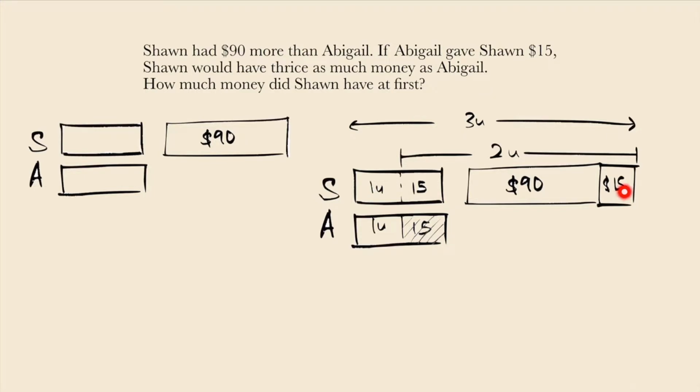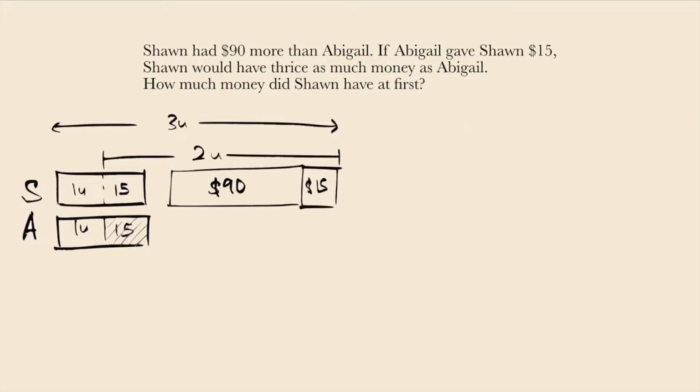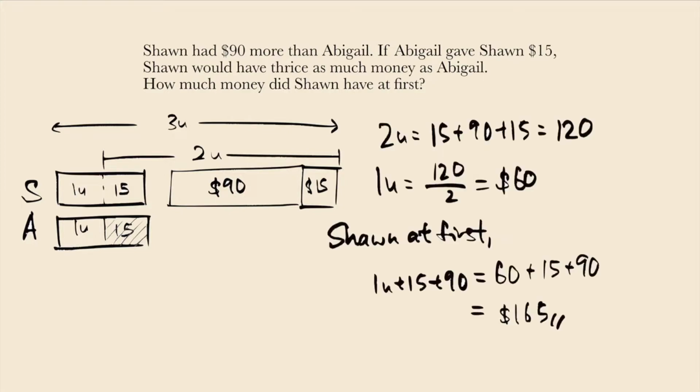and make sure you know that in the end, A had 1 unit, let's call it 1 unit, and S had 3 units, which means 1U plus 2U. So again, an equation can be formed. 2U is equal to 2 15s and a 90. So that's 120. 1 unit is therefore $60.